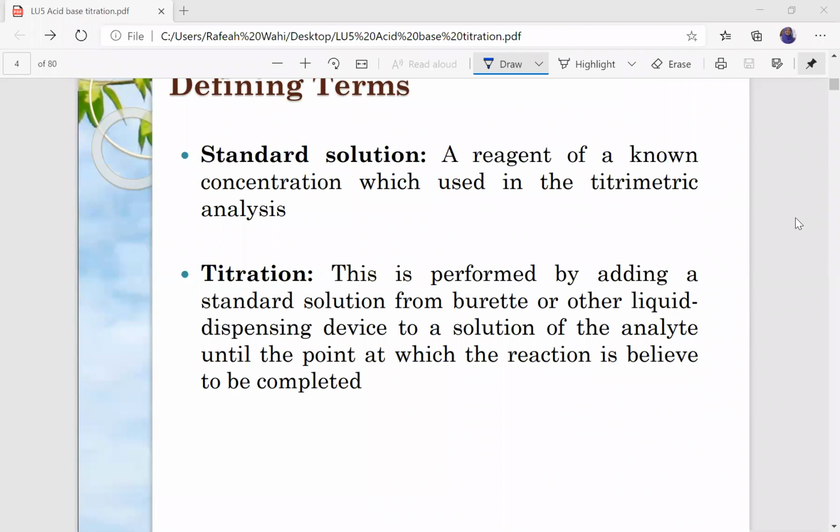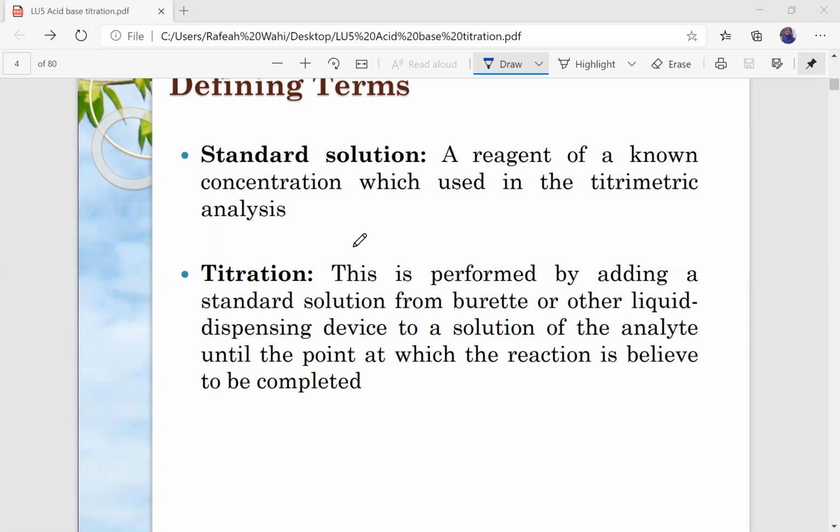Before we proceed to the three types of titration that we are going to learn in this learning unit, let's take a look at some of the important definitions and terms for acid-base titration. Standard solution. Standard solution is a reagent of a known concentration which is used in the titrimetric analysis. As you have learned in experiment 1 of practical analytical chemistry, standard solution is obtained from the titration or standardization of the solution by a primary standard solution.